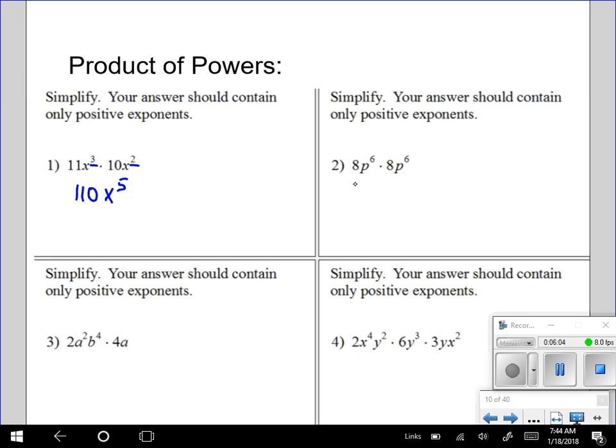Number 2 works the same way. 8 times 8 is 64. P to the 6 times P to the 6, well, we're going to keep our base. 6 times 6, or not 6 times 6, we're adding them. So this will be 12.